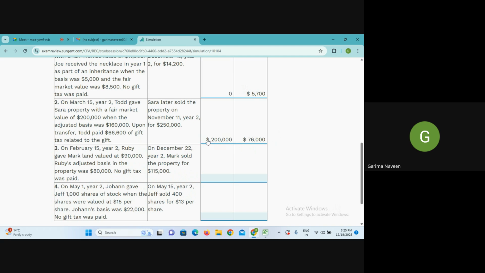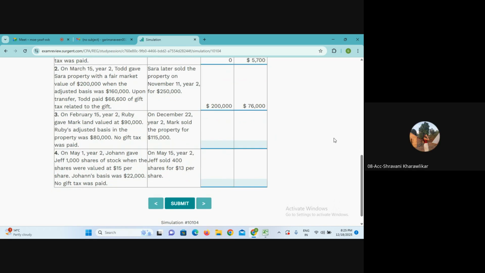So let's put the fair market value here. Okay, next is on February 15, Ruby gave Mark land valued at 90,000 and the adjusted basis was 80,000. So she gave a property and no gift taxes were paid here. She is giving a property as a gift with an adjusted basis of 80,000 and a fair market value of 90,000, and the selling price is $115,000.